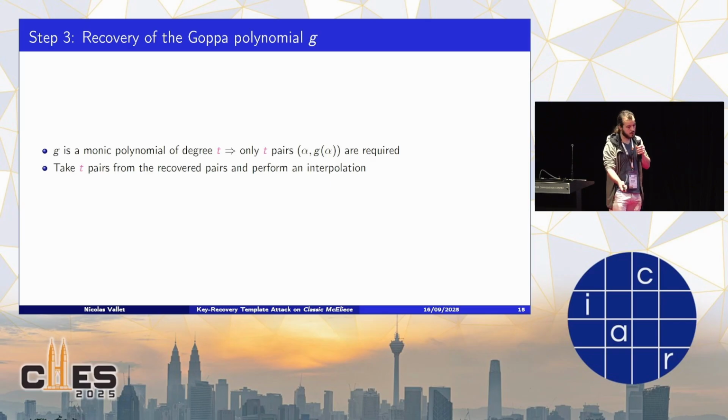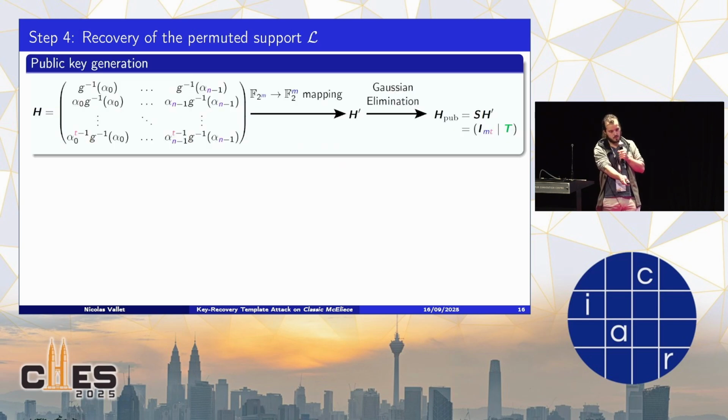So now that we've recovered our pairs, we select T pairs among them to recover the Goppa polynomial G through an interpolation. So now we have recovered G, and we can go on to the last step, which is about the recovery of L. But before explaining that step, I must get back to the public key generation inside the key generation algorithm, as it is required to understand that step.